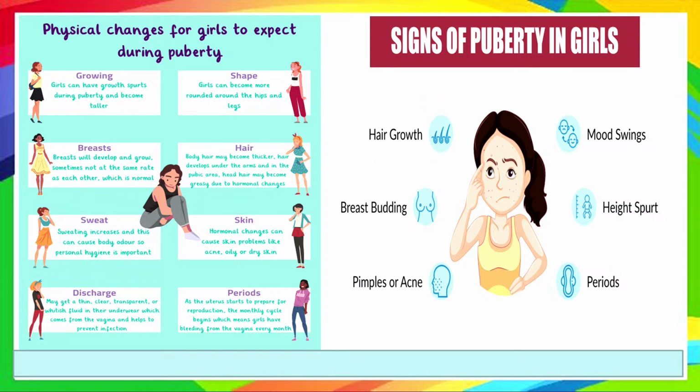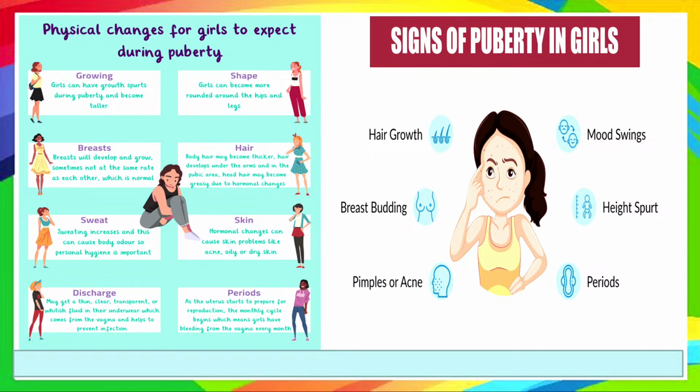Skin: hormonal changes can cause skin problems like acne, oily or dry skin. They will start having a discharge. They may get a thin, clear, transparent and whitish fluid in their underwear, which comes from the vagina, and it will help them to prevent infection.